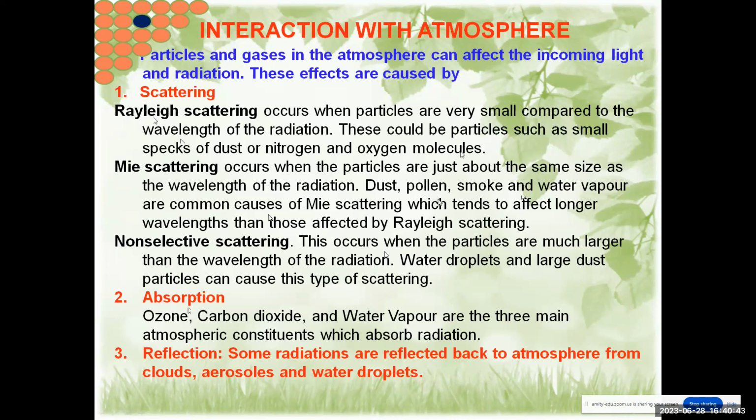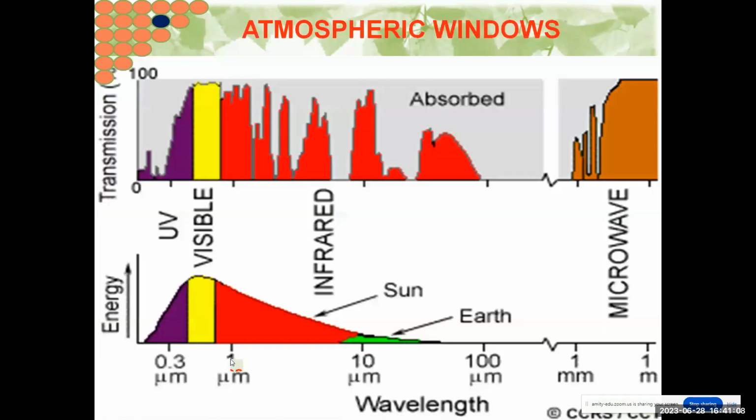The next one is absorption. There are three main atmospheric constituents, the ozone, CO2, and water vapor. These three main atmospheric constituents absorb the radiation in the atmosphere. And the next one is reflection. Some radiation is reflected back to the atmosphere from clouds, aerosols, and water vapor, because it cannot reach the ground. That is the reflection phenomenon.